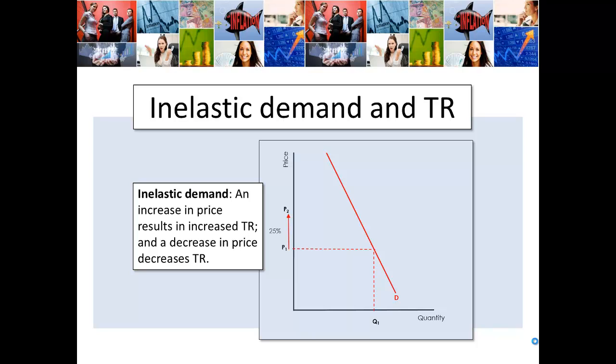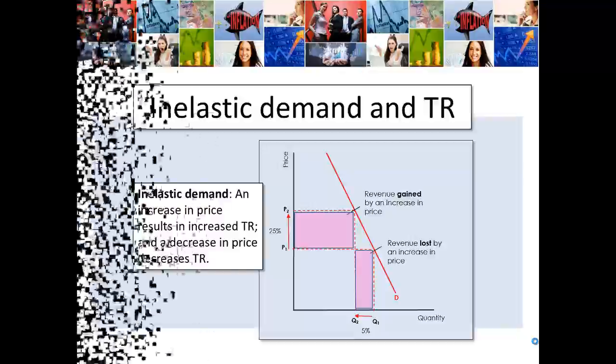We have a price increase, a large price increase here, 25%, and we know that it's price inelastic because the change in quantity demanded is relatively small. So there's a large increase in total revenue gained from the price increase, with relatively little revenue being lost as quantity demanded decreases. So the revenue gained by the increase in price more than offsets the revenue lost.